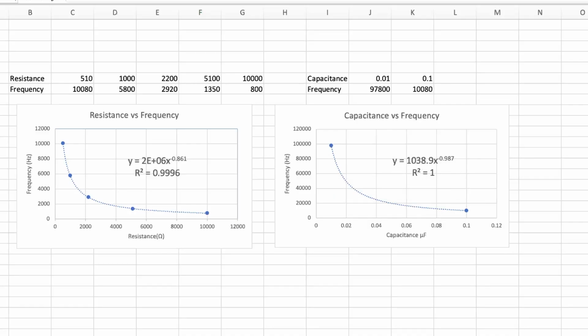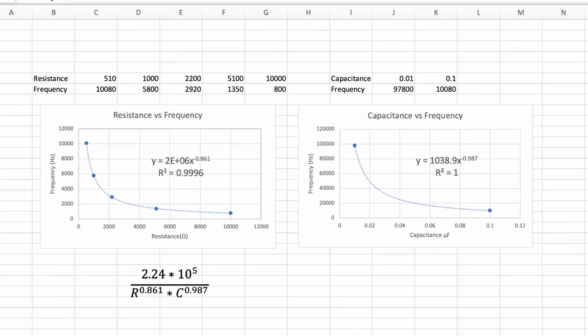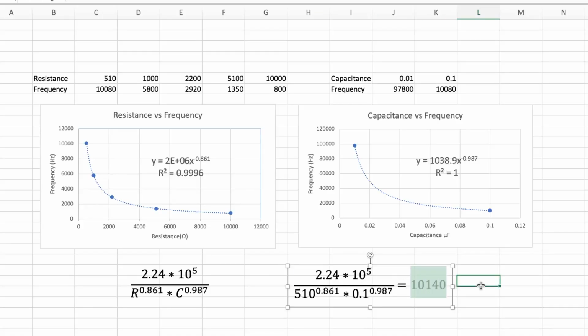Combining those two, I got this formula to calculate the frequency in hertz using resistance in ohms and capacitance in microfarads. And if I calculate the frequency using the 510 ohm resistor and the 0.1 microfarad capacitor, which is what is actually in the circuit, this is the value that I get, 10,140, which is pretty close to the 10,080 hertz that I get from the actual circuit.